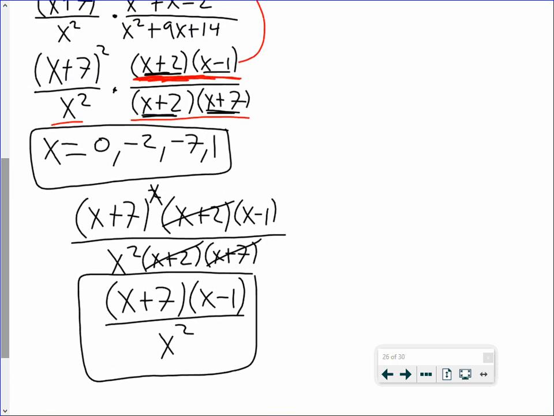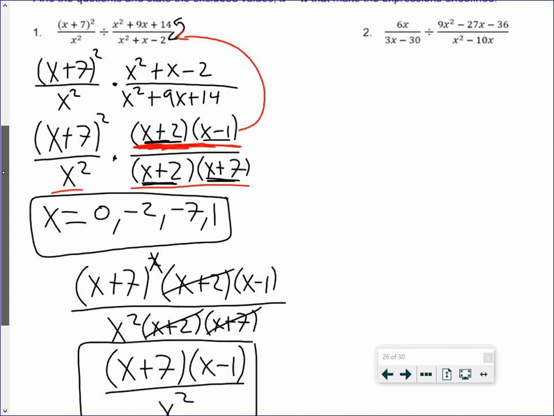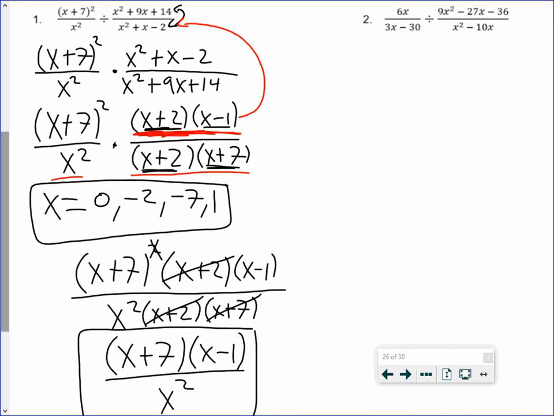Okay? So now let's go on to number 2. And number 2, we're going to do a little quicker. For the first one, we have 6x all over 3x minus 30. If we rewrite that, we get 6x all over 3 times x minus 10. 3 is the GCF of 3x minus 30, so we can just rewrite it as 3 times x minus 10.